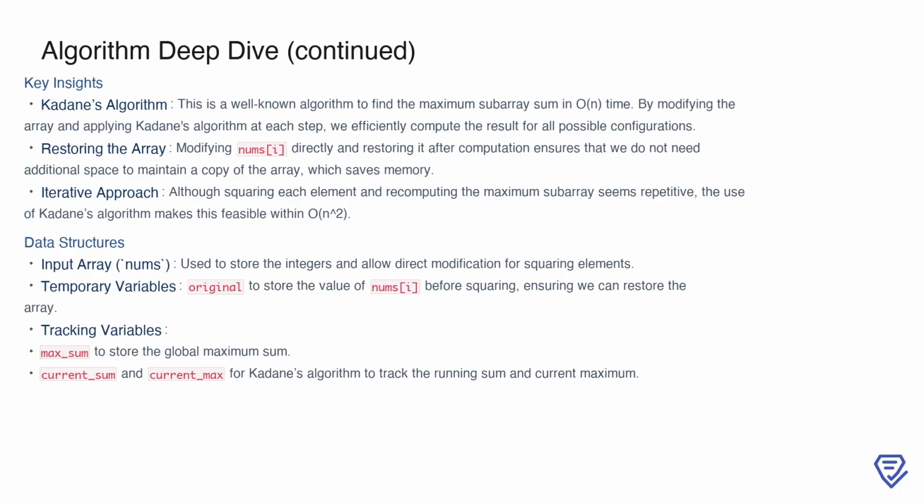While squaring each element and applying Kadane's algorithm for every index might seem repetitive, the efficiency of Kadane's algorithm makes this approach feasible, even for larger arrays. This iterative process ensures we evaluate all possible outcomes while keeping memory usage minimal. To implement this, we rely on the input array itself, a temporary variable for restoring values, and a few tracking variables such as max_sum, current_sum, and current_max.